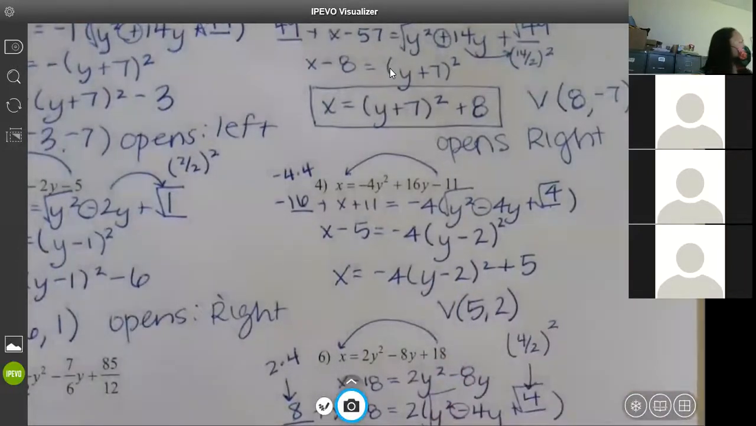What's that transformation? Right 5 up 2. How do you graph it is basically what you're asking. So if they ask you about transformations, how do you get to the vertex? You go right 5 up 2.